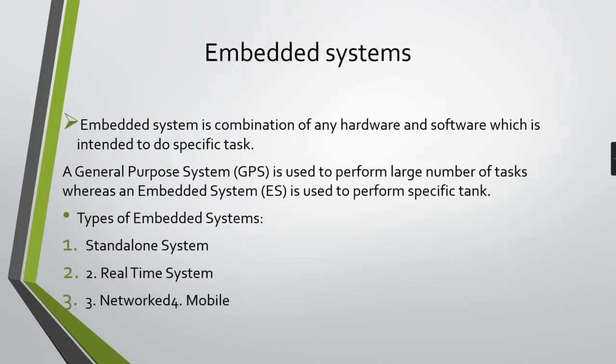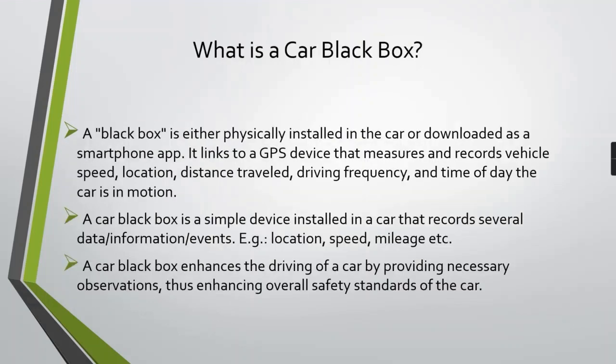So what is an embedded system? An embedded system is nothing but a combination of hardware and software which is intended to do a specific task. The types of embedded systems are standalone system, real-time system, network, and mobile system. So the project which we have implemented is a car black box.